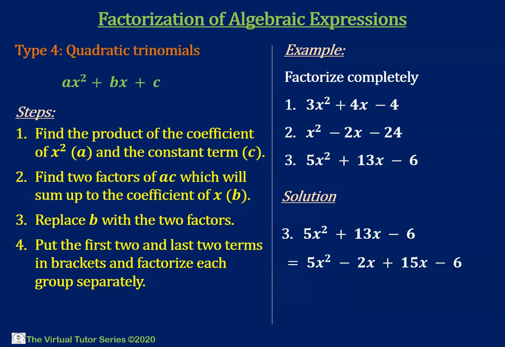Now, let's put the first two terms and last two terms in brackets and factorize each group separately. The common factor of 5x squared and negative 2x is x. So the first group factorizes into x into bracket 5x minus 2 bracket closed.